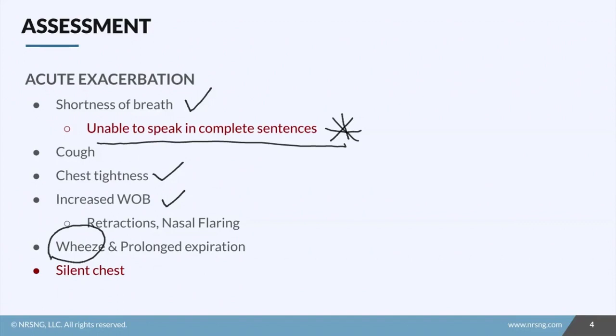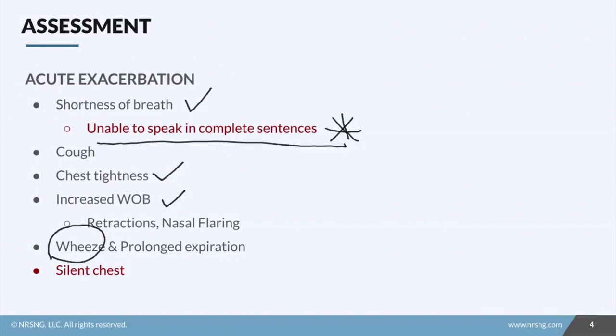So when you listen to their chest, and you may not even have to use a stethoscope, you're going to hear that wheezing sound, and it's an expiratory sound. And you hear that sound because they're having to force air out and through those really narrowed airways.